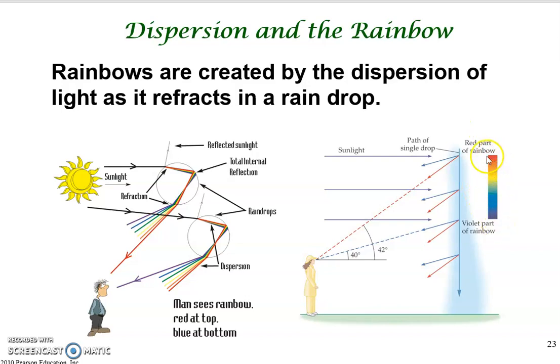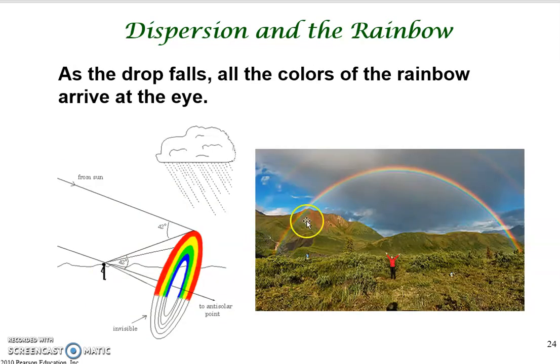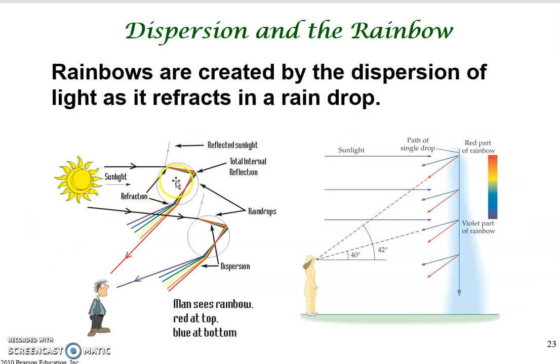And in these spectrums, the red color will be on the top and the violet will be on the bottom. So what you are going to see is this. You're going to see a rainbow. You see, the first one is the so-called primary rainbow, and on the top it is the red one, and at the bottom is the violet. So when the water droplets fall, all the colors of the rainbow can arrive at your eyes.